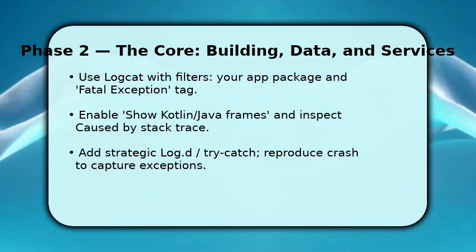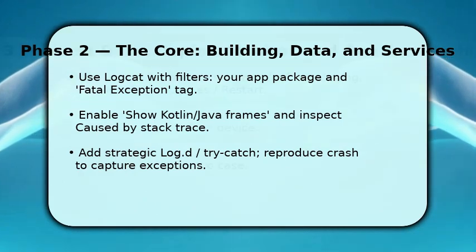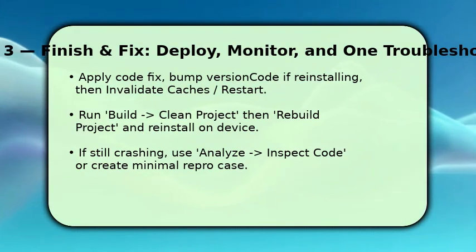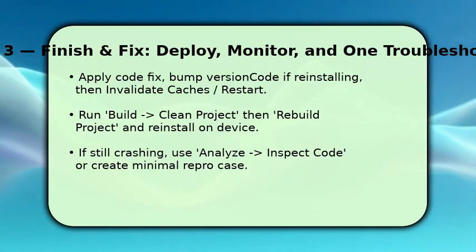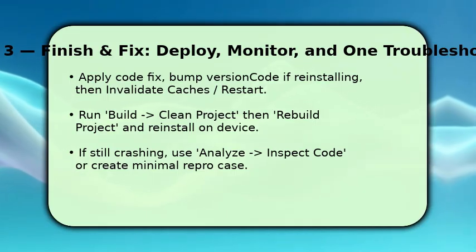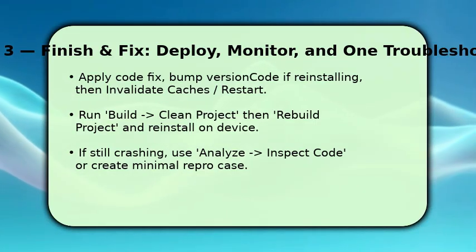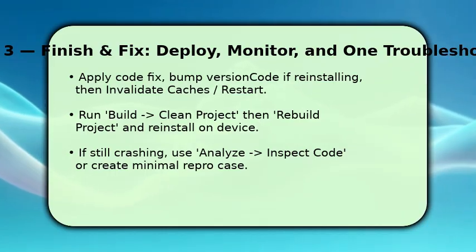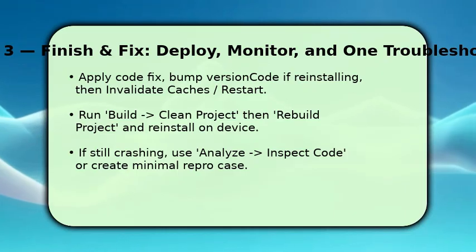Finish by applying the specific code fix from the stack trace, then uninstall the broken app and reinstall to avoid signature or data conflicts. Bump version code when needed. After editing, invalidate caches and restart Android Studio to clear stale state, then clean and rebuild the project. Make sure ProGuard or multidex rules are not stripping required classes.